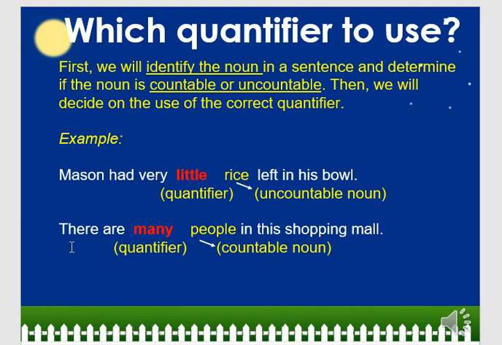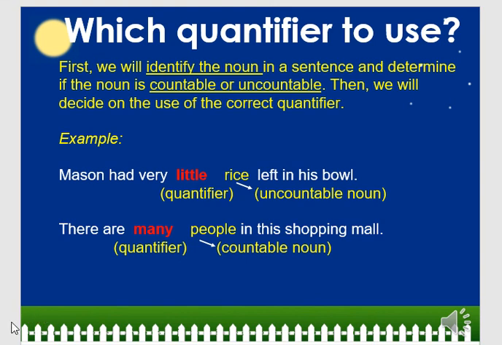Next one and last one. There are many people in this shopping mall. Again, I identified the noun people, and I know people is a countable noun. I will use the quantifier many to go with my countable noun people to tell me how the crowd is like in the shopping mall. There are many people in the shopping mall.